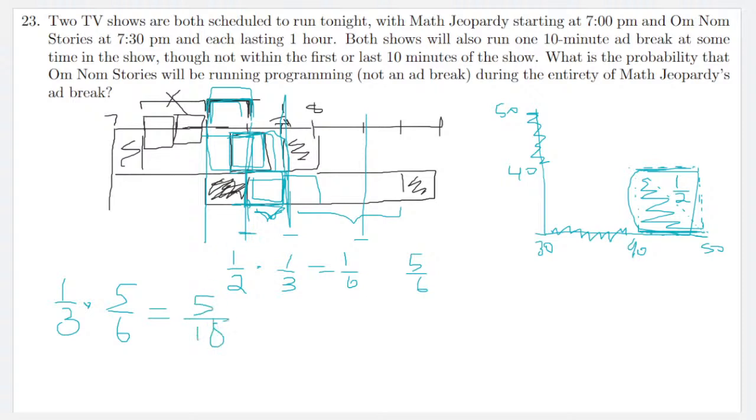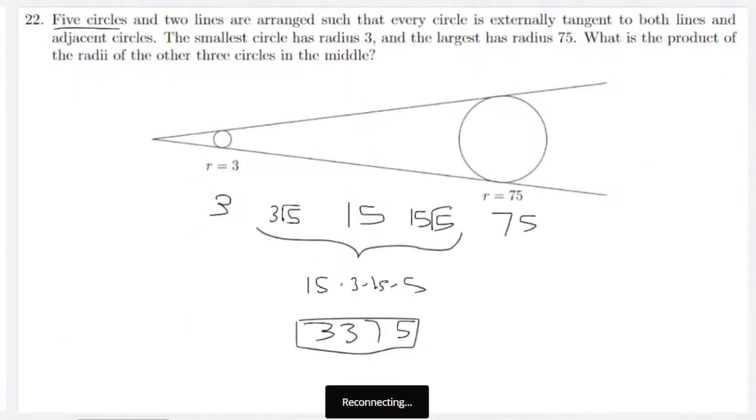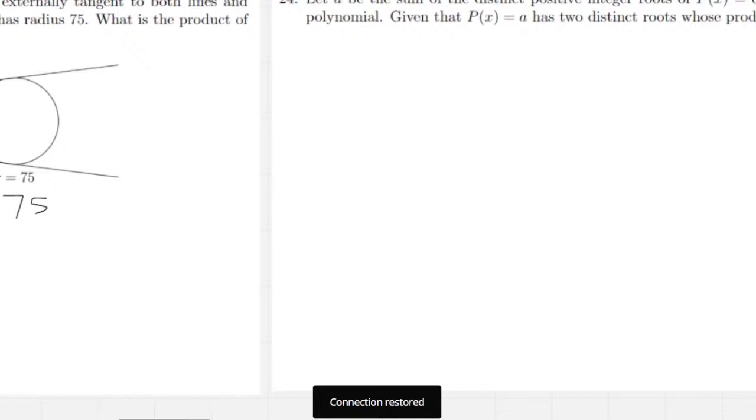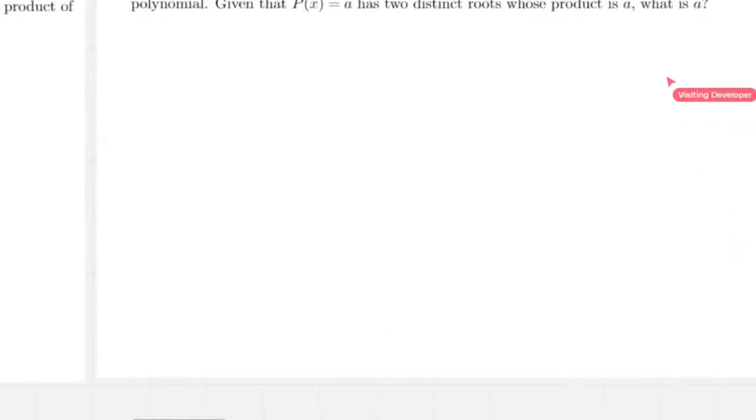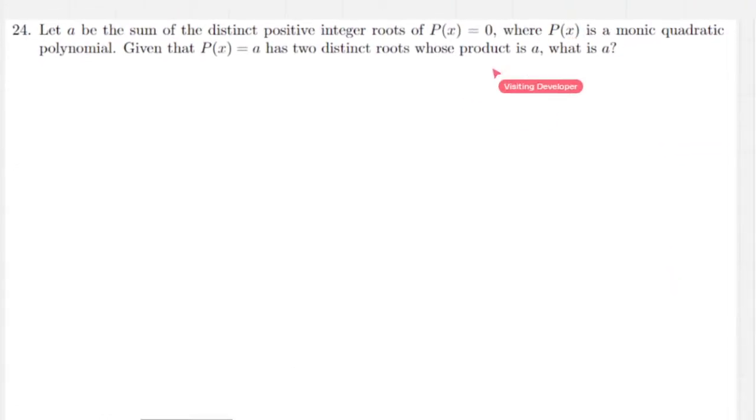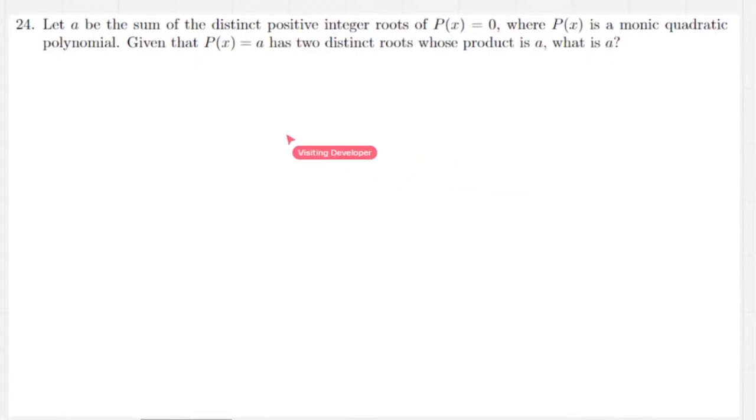Okay. Now let's go on to number 24. Okay, so for number 24, we're given a monic quadratic polynomial p of x, where a is the sum of the distinct positive integer roots.